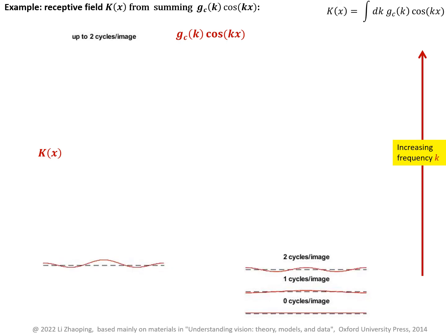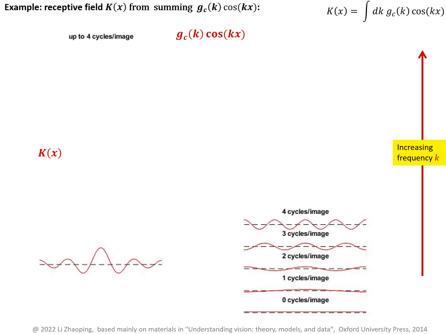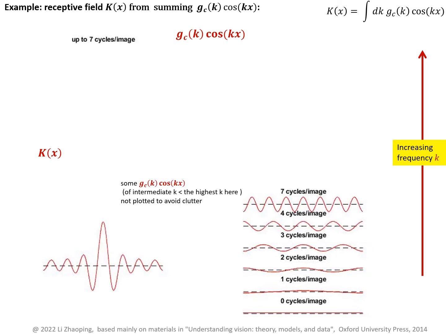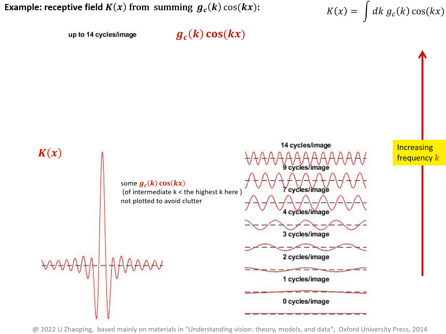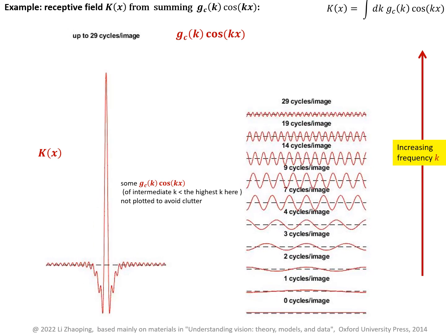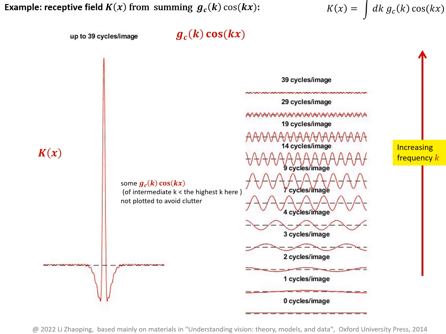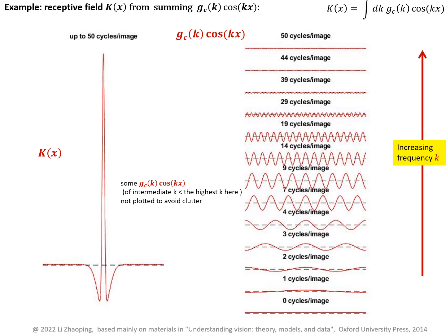This is by contribution from components up to frequency 2 cycles per image, now up to 3 cycles per image, up to 4 cycles per image, to 7 cycles per image, 9 cycles per image, 14, 19, 29, 39, 44, now including all the cosine wave components.